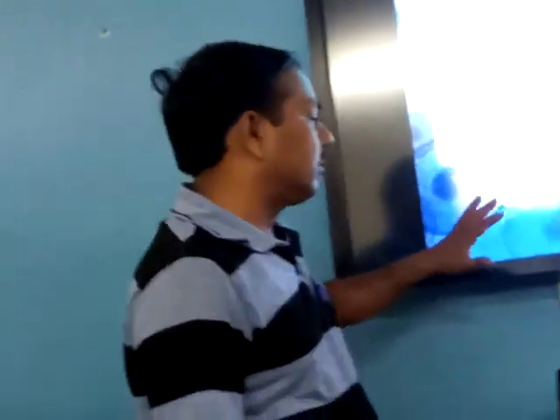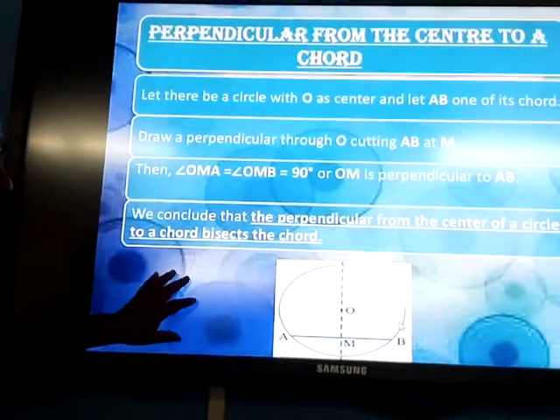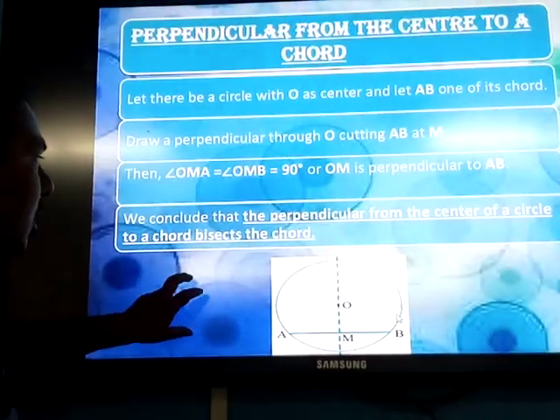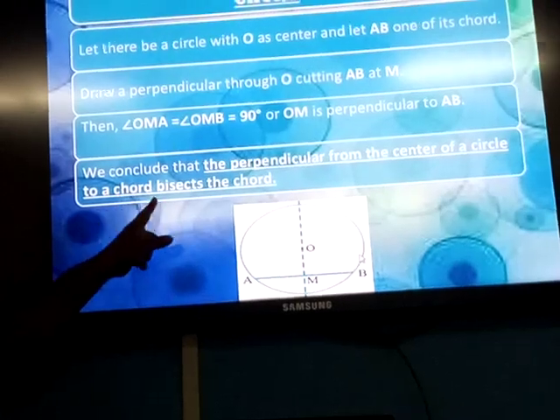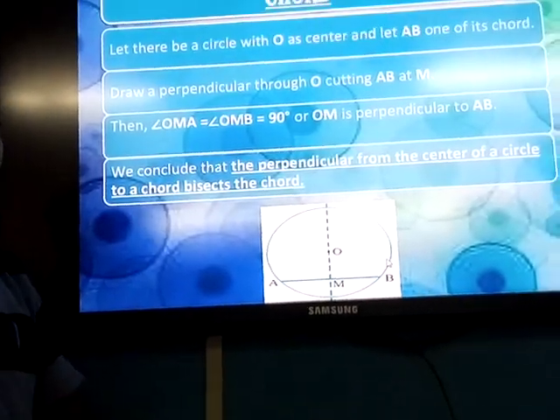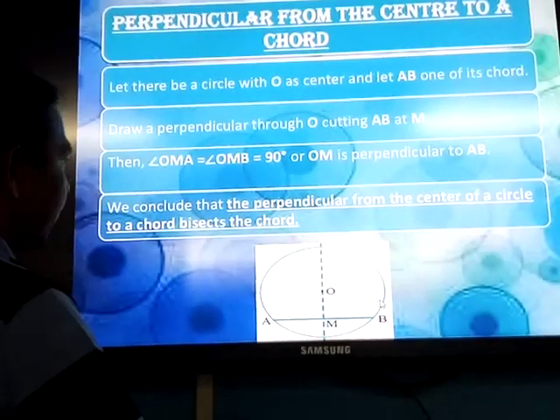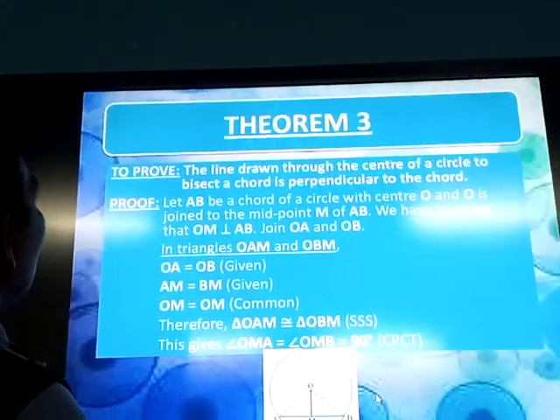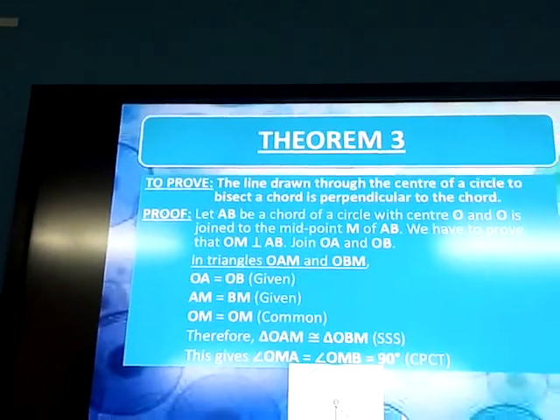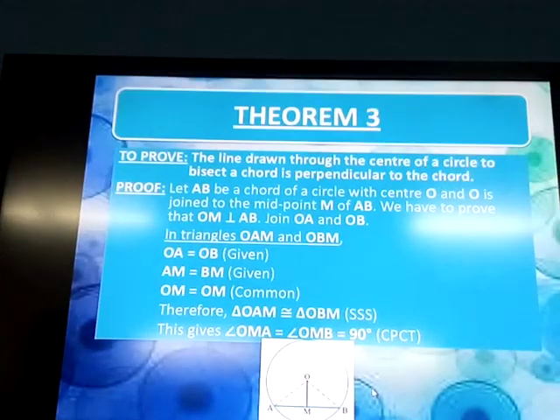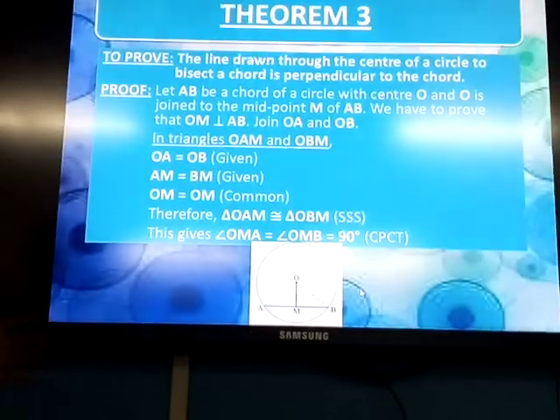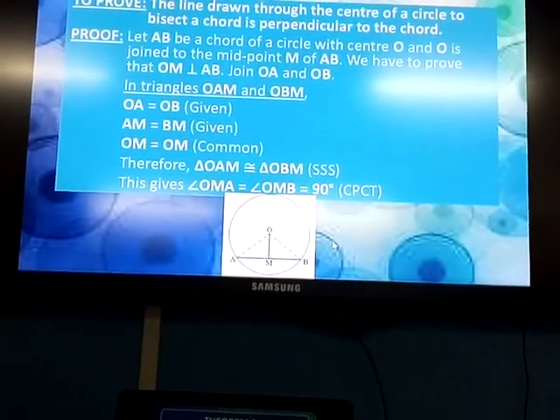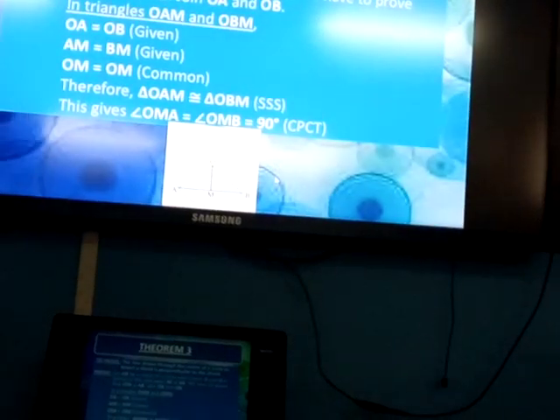That means 90 degrees. After this discussion we conclude the theorem: the perpendicular from the center of a circle to a chord bisects the chord and is perpendicular to the chord. Now, the line drawn through the center of a circle to bisect a chord is perpendicular to the chord. This theorem is the converse of the previous theorem. In both cases we prove that the triangles are congruent.